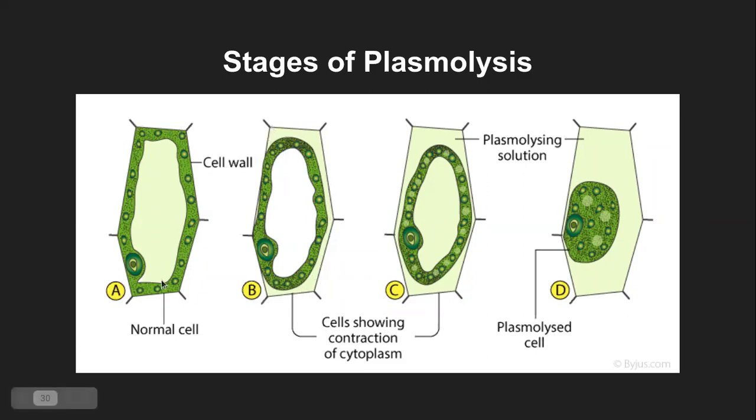Otherwise, it was very close to the cell wall. Once it detaches, it will go to this stage, that is again further detachment, and finally it will shrink to its lowest possible stage, depending on how much is the concentration gradient from outside to inside and so on. But this particular cell will be called a plasmolyzed cell.